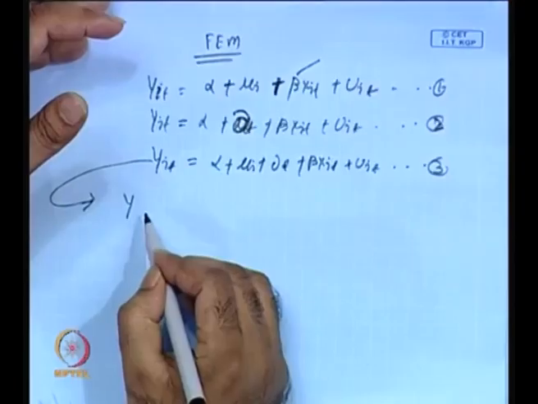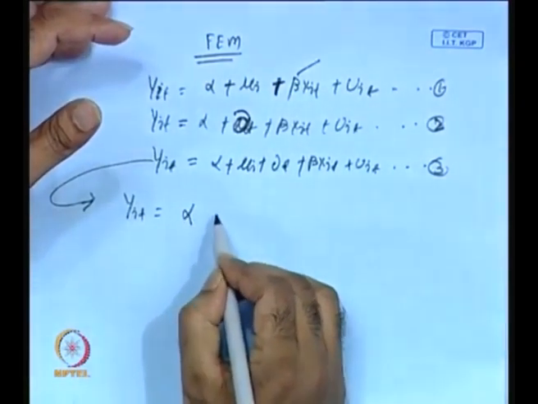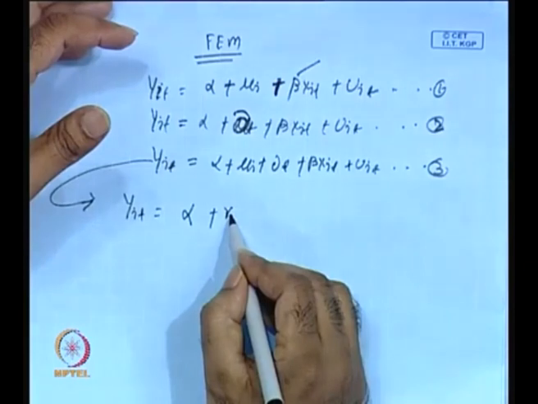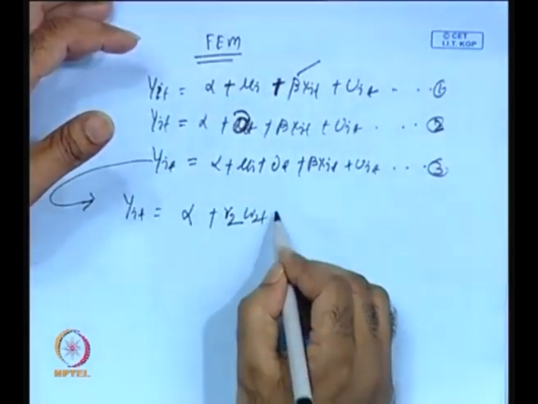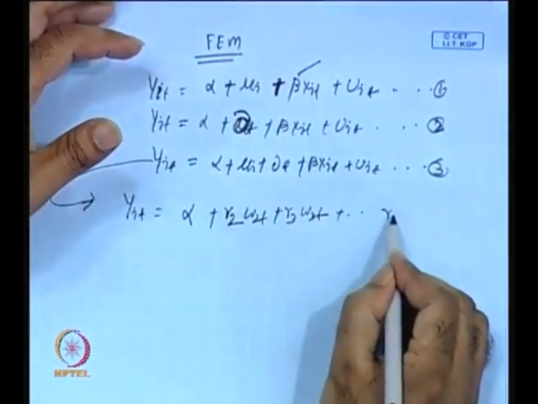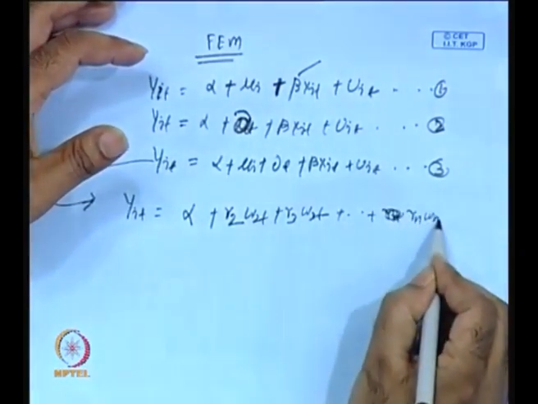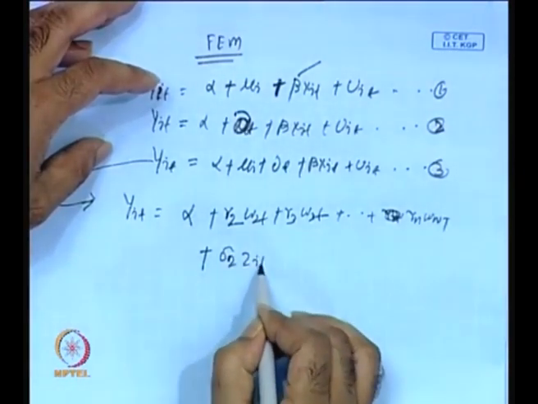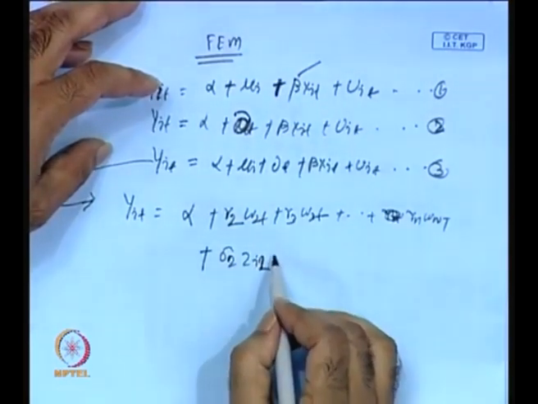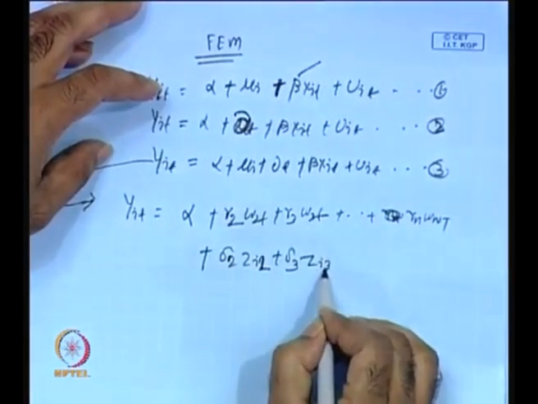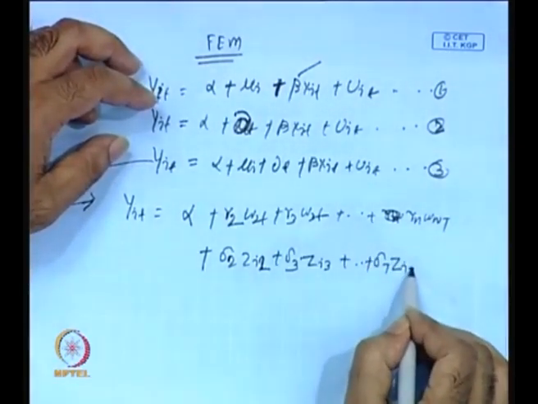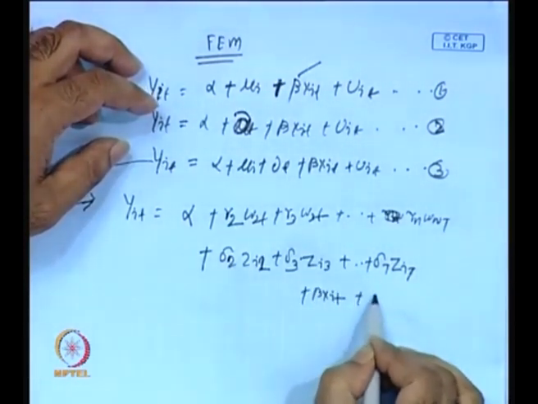So if you put this particular structure in an elaborate way, the model will be like this: y it equal to alpha plus, let's say, gamma 2 w 2t plus gamma 3 w 3t, okay, plus up to gamma n w nt, then plus delta 2 z i2 plus delta 3 z i3, okay, and continue up to delta t z it, plus beta x it plus u it.